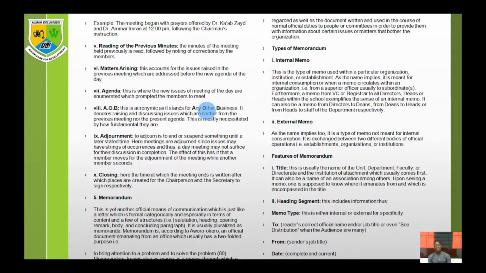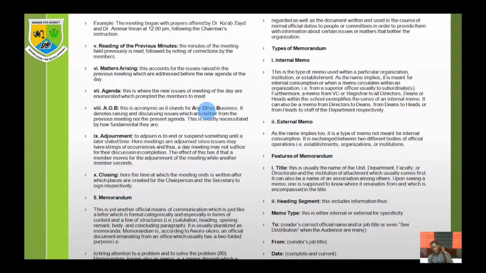The next feature is adjournment. To adjourn is to end or suspend something until a later stated time. Here, meetings are adjourned since issues may have strings of occurrences and thus a meeting may not suffice for their discussion in completion. You cannot complete your discussion on some things, and to avoid making the meeting boring, you decide to end the meeting and have it adjourned till a later stated time. So a member moves for the adjournment of the meeting while another person seconds.